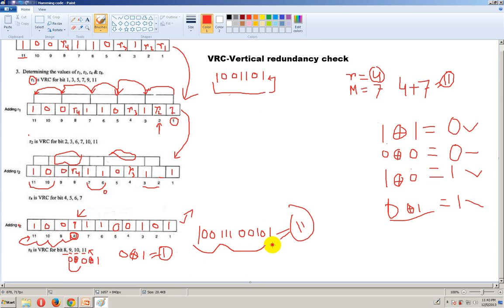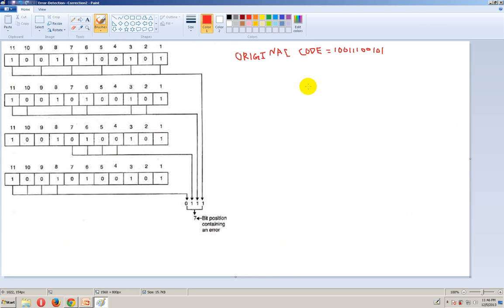Now we need to check where the error is, where in this code we have an error. So let's move to the checking. Now let's look at how we can detect the error and how we are going to solve it. The solving is very easy: if the bit is 1 then change it to 0, if it is 0 just change it to 1. So let's look, we get the original code we just calculated, 1 0 0 1 1 1 0 0 1 0 1, this is our original code.